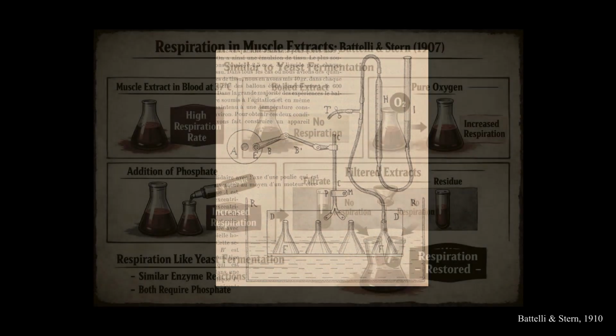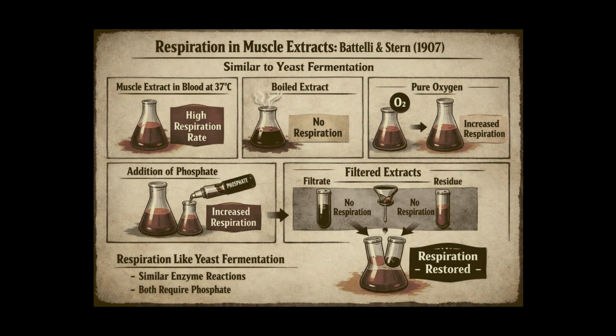The authors determined that red muscle extracts cultured in blood at about 37 degrees had the highest rate of respiration, and like Harden and Young, they found that boiling the extract inhibited respiration, but that culturing them in pure oxygen significantly increased respiration. Also like Harden and Young, Batelli and Stern found that adding phosphate to their extracts significantly increased respiration, and that if they filtered the extracts, neither fraction allowed respiration by themselves, but could if they were recombined. Therefore, respiration in tissues behaved much like yeast fermentation in many ways.